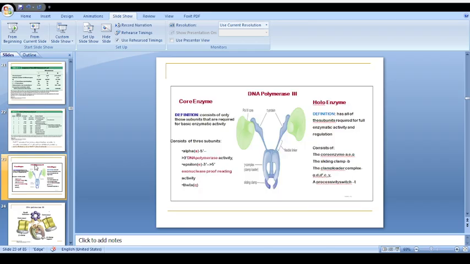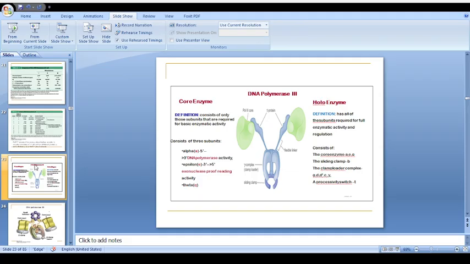Here is the structure of DNA polymerase 3. Here are the definitions for core enzyme and holoenzyme. The core enzyme is defined as only those subunits that are required for basic enzymatic activity, whereas the holoenzyme consists of the units that are required for enzyme activity as well as regulation. The core enzyme consists of alpha, epsilon and theta.